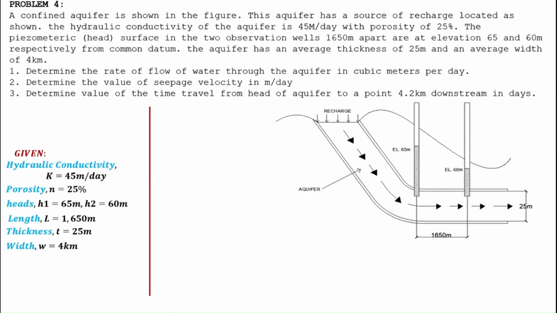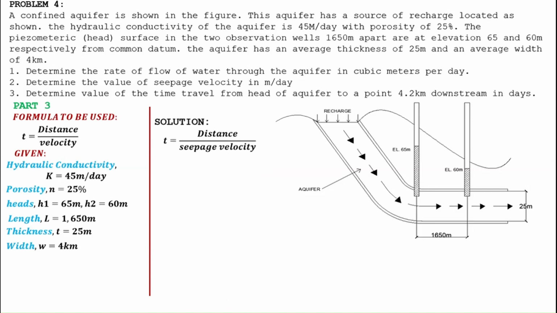For our solution to the last part of the problem, we will recall the formula for time in our physics. From velocity is equal to distance over time, we can get time is equal to distance over velocity. The velocity that we will use here is the seepage velocity. From the formula, time is equal to distance over seepage velocity.